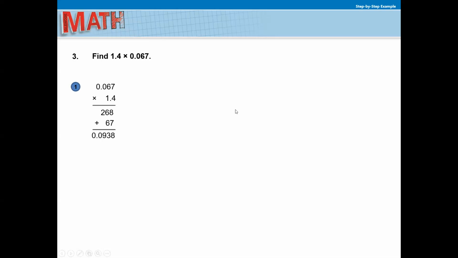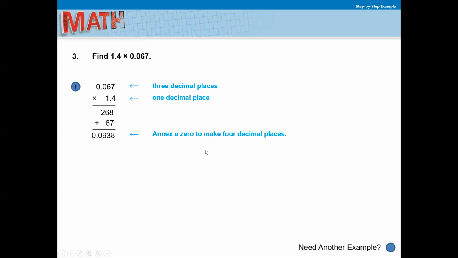0 and 67 thousandths times 1 4/10 is 938 ten-thousandths. We've got 3 decimal places here, plus 1 more, that's 4. 1, 2, 3, 4, and our decimal point. Put a 0 in the ones place for good form. We had to annex a 0 to make 4 decimal places. If it needs to jump and nobody's home, hire a house sitter. Put a placeholder right there.